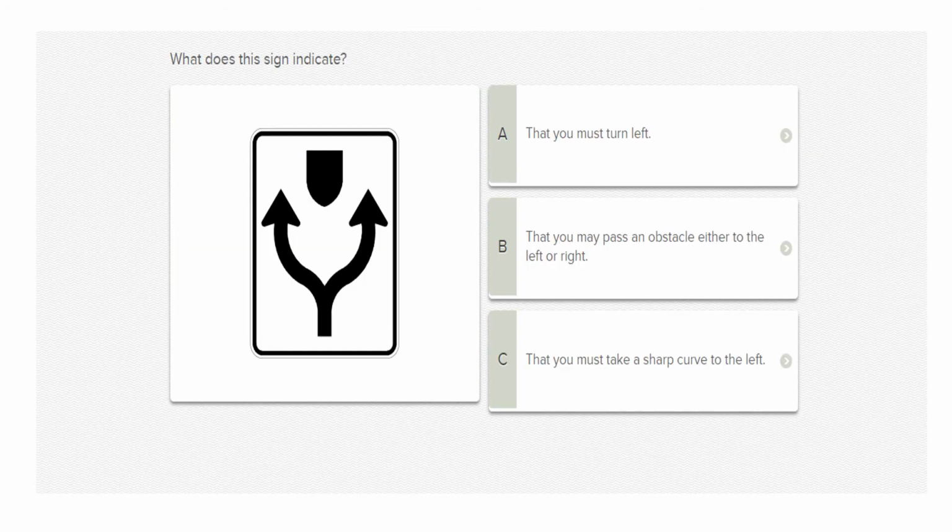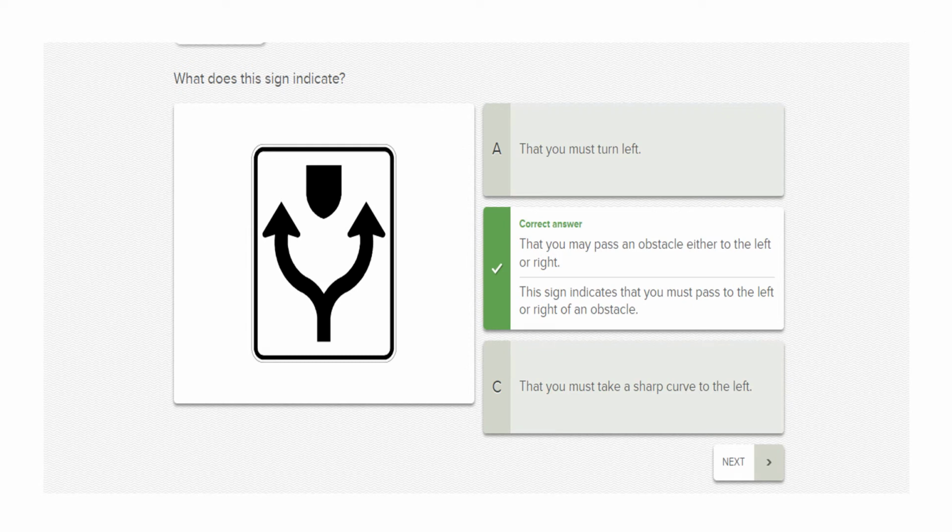What does this sign indicate? Option A, that you must turn left. Option B, that you may pass an obstacle either to the left or right. Option C, that you must take a sharp curve to the left. And the answer is option B, that you may pass an obstacle either to the left or right. This sign indicates that you must pass to the left or right of an obstacle.